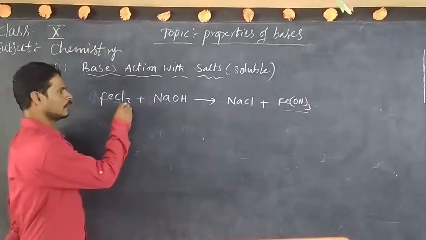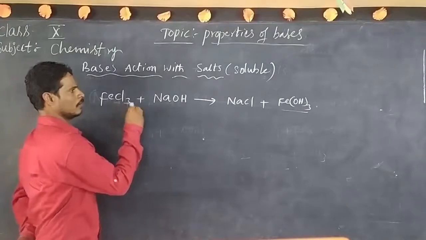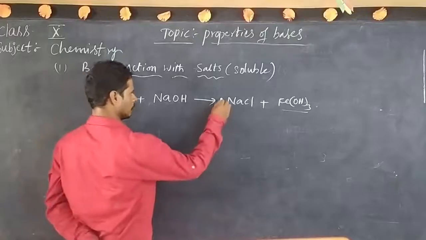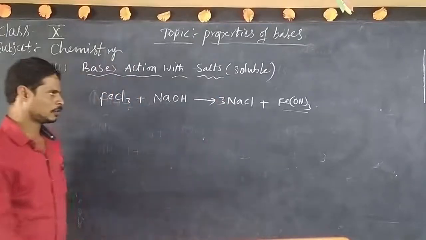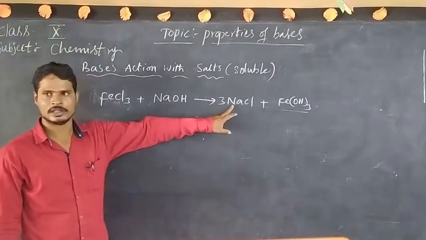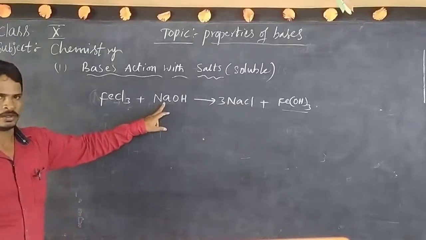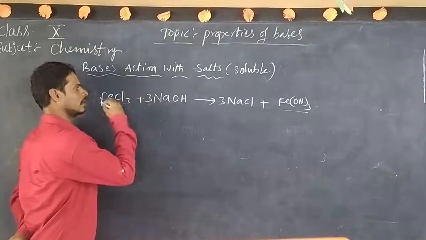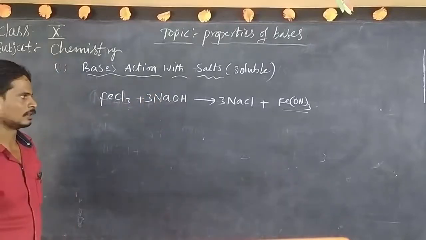How many chlorines are here? 3. But here how many? 1. 1 becomes 3. What is the suitable number? 3. Now how many sodiums are there here? 3. But here how many? 1. 1 becomes 3. What is the suitable number in front of the base? 3. Now the equation is balanced.